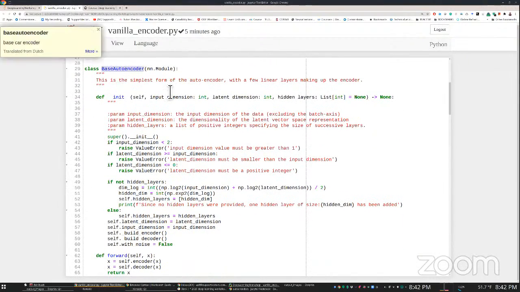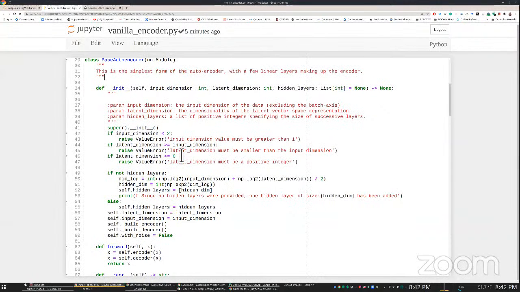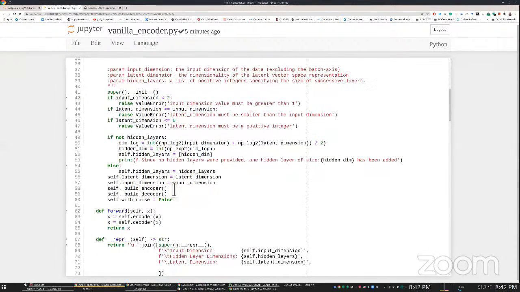So this is, anyway, the base encoder. Let me explain what it is. The input dimension is, of course, the input dimension, then the latent dimension, and the hidden layers, which by now you know what it is.